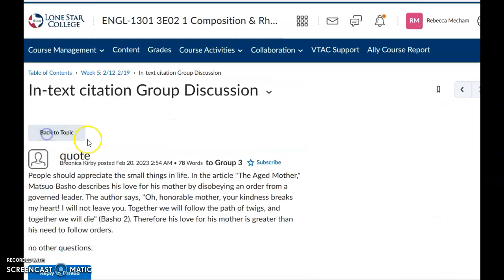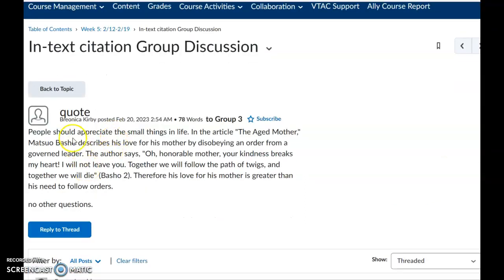Oh, okay. So this one is also well done by Veronica. She introduces the short story and the author, and then she says the author says, so that's the context and the introduction of the quote there, and then she has the actual quote. All of this is correct. This is the part I didn't realize.